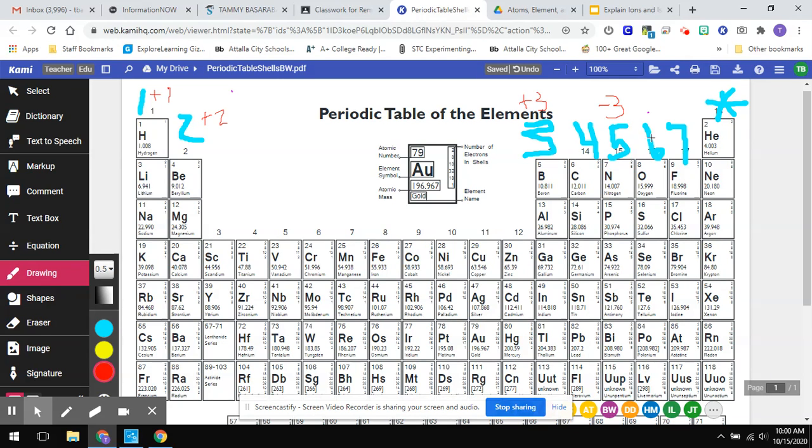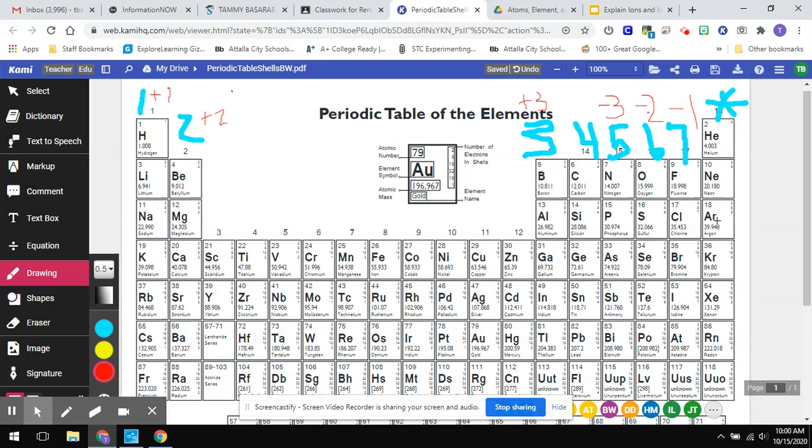Well, when we get to this group, they have 6 valence electrons, they only need 2 to get full. So they're more likely to take 2 electrons, giving them a -2 charge. This group right here is more likely to gain 1 electron so that it can be full because it currently has 7. So it's going to have a -1 charge.